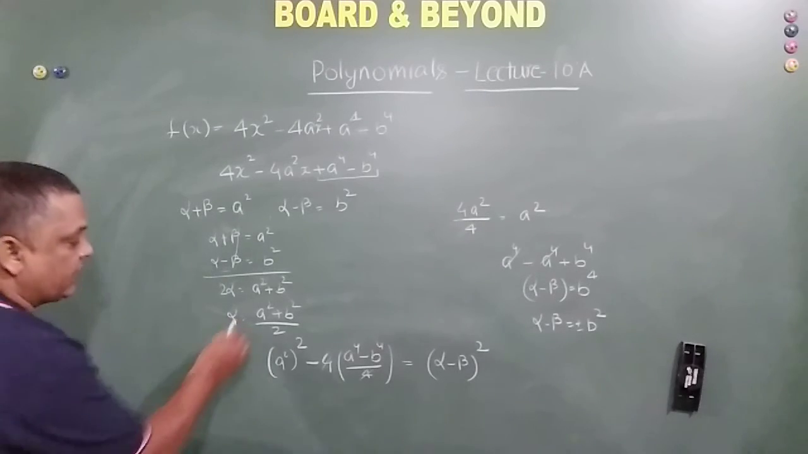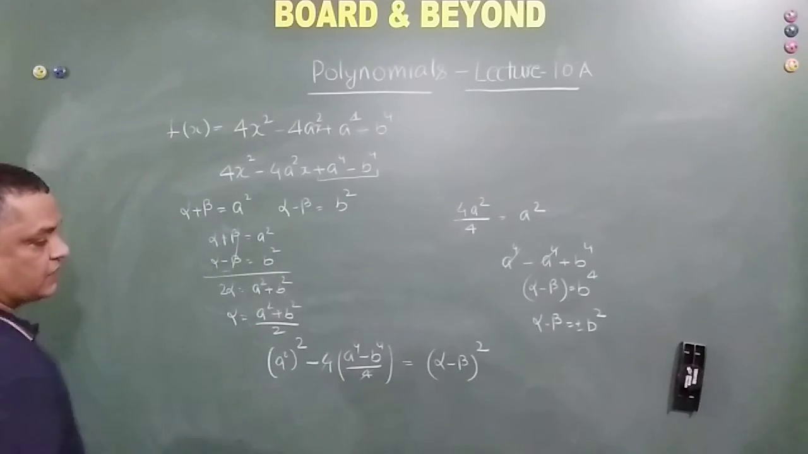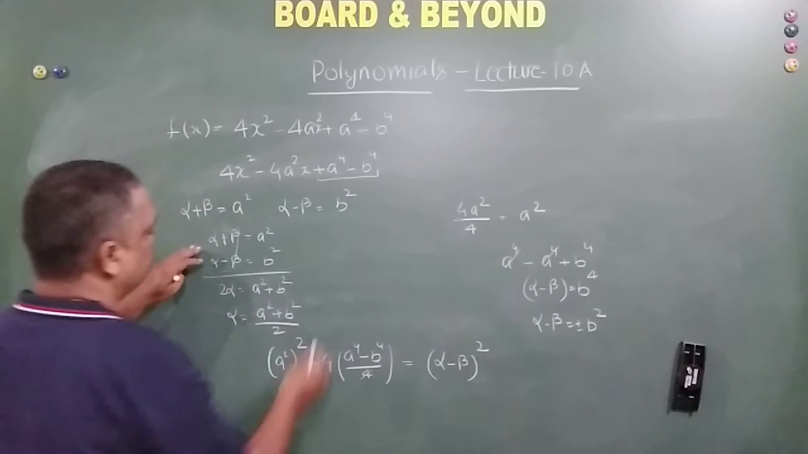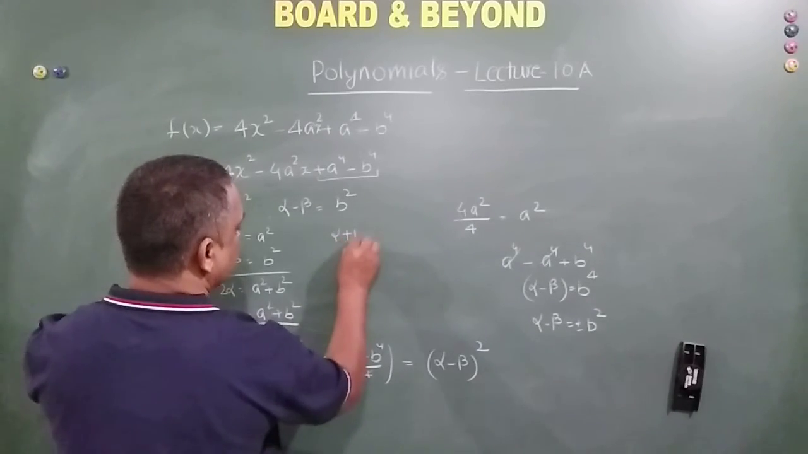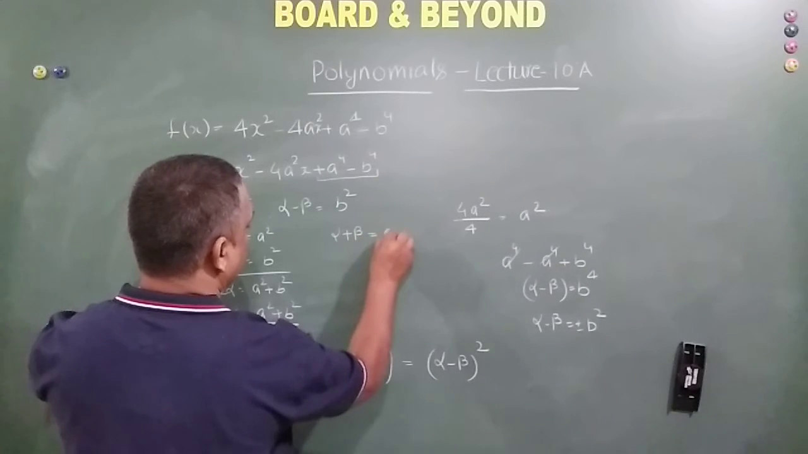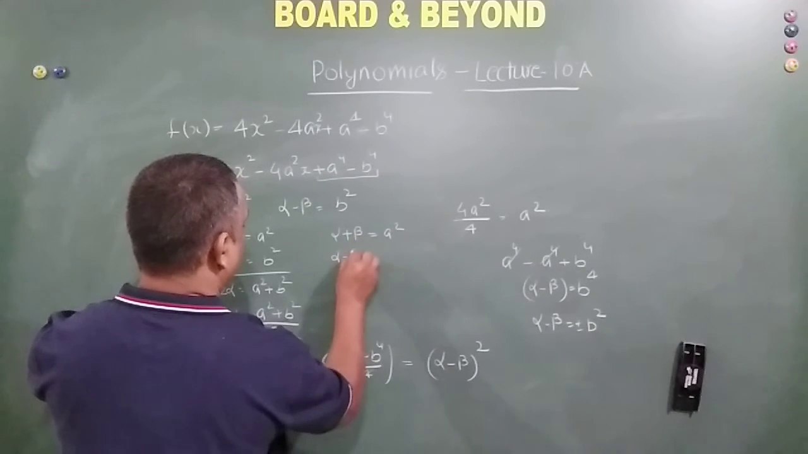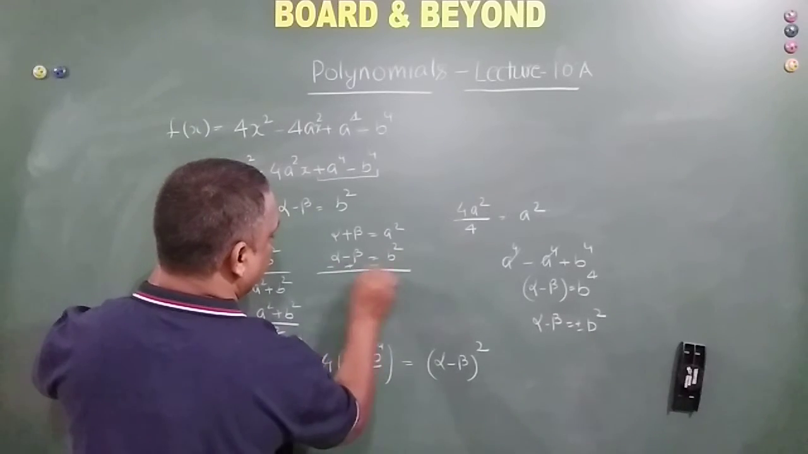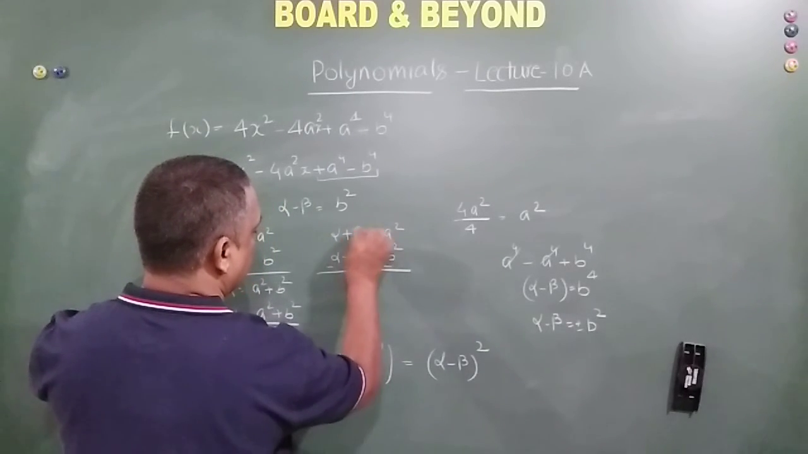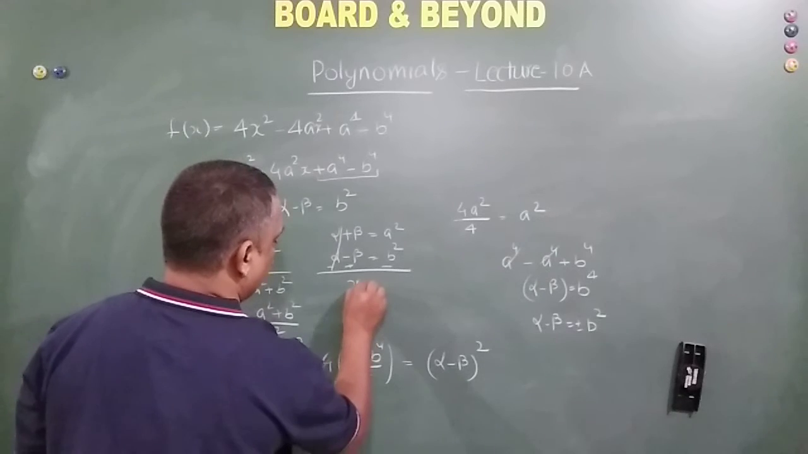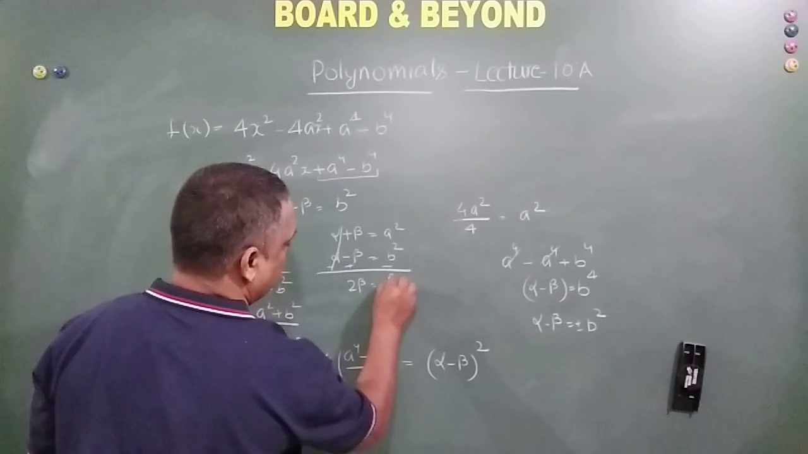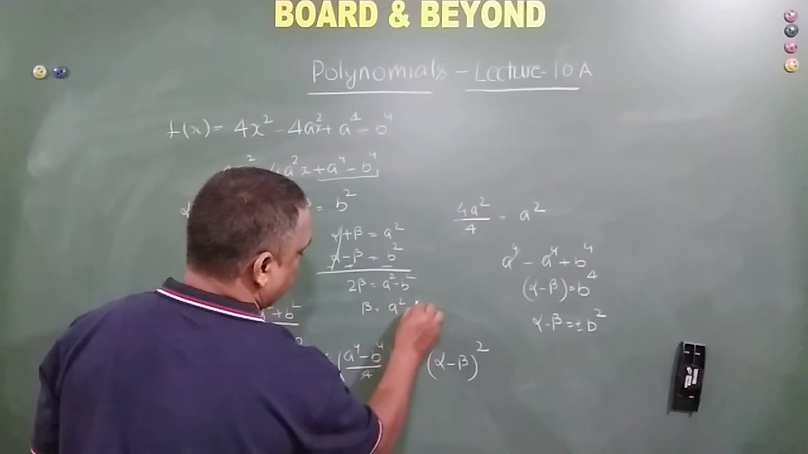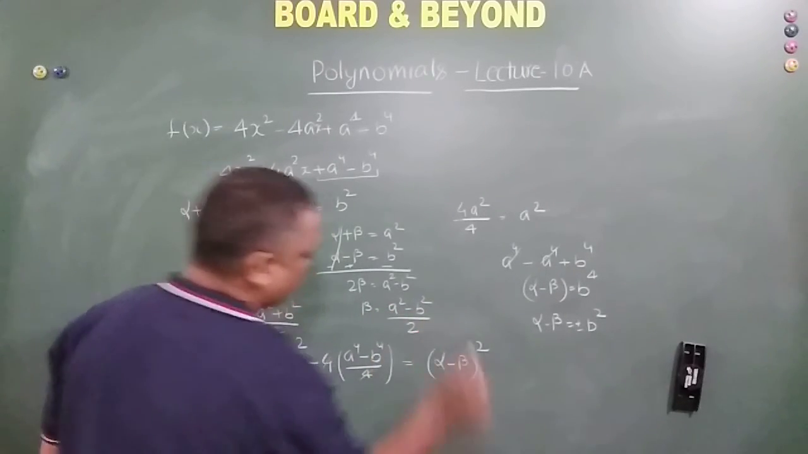Right, friends? So what I have done here is that I have used linear equation in two variables to solve this. Let's say once we subtract it, what happens? Alpha plus beta is equal to a square. Alpha minus beta is equal to b square. Subtracting will reverse the sign. Now this will get cancelled. 2 beta is equal to a square minus b square. So beta is equal to a square minus b square by 2.